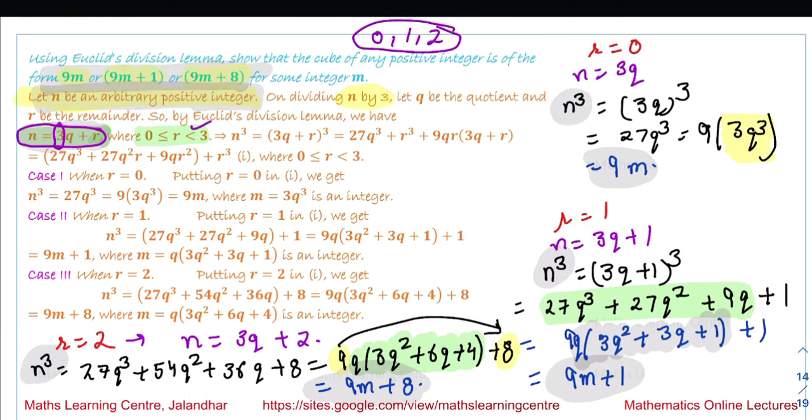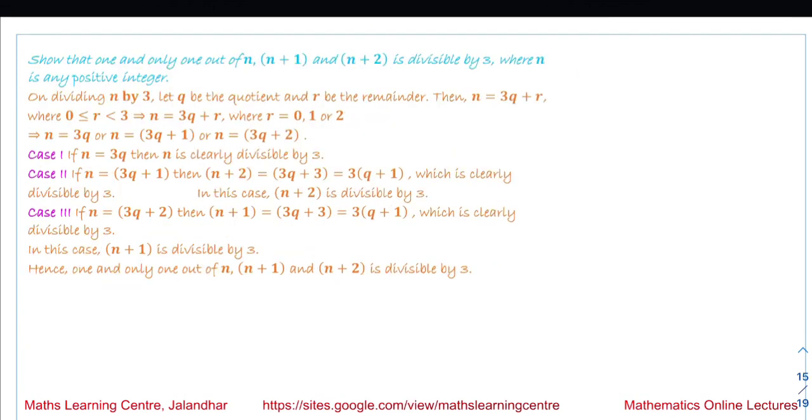Next is show that one and only one out of n, n plus 1 and n plus 2 is divisible by 3, where n is any positive integer. So we are talking about the divisibility with 3. So n is given to be any positive integer and we are dividing n by 3. Let q be the quotient and r be the remainder, then by Euclid's division lemma we have n is equal to 3q plus r, where the value of r can be 0, 1 and 2.